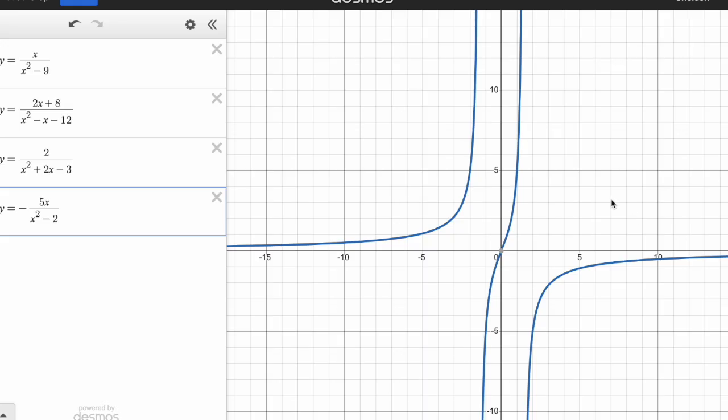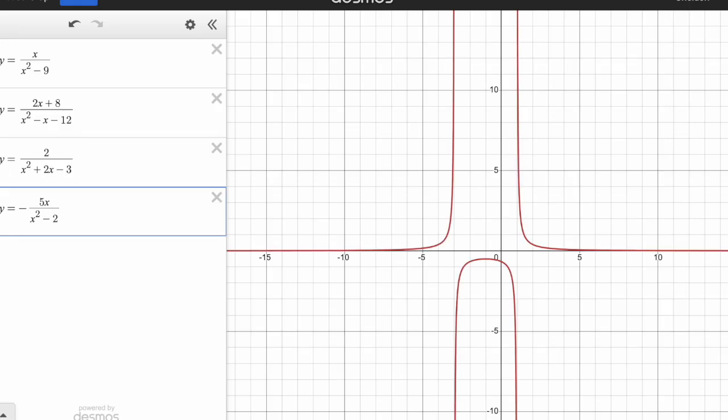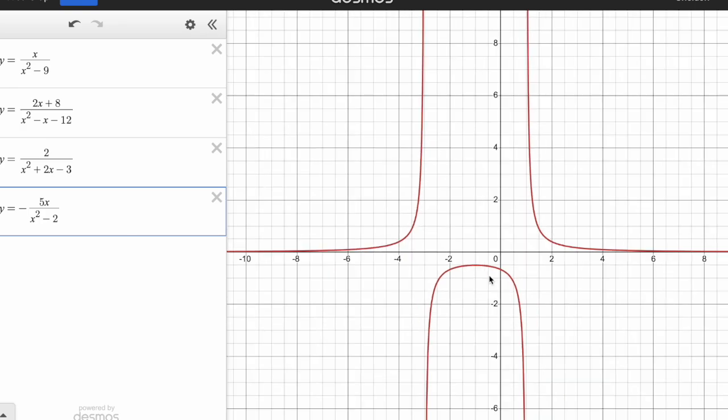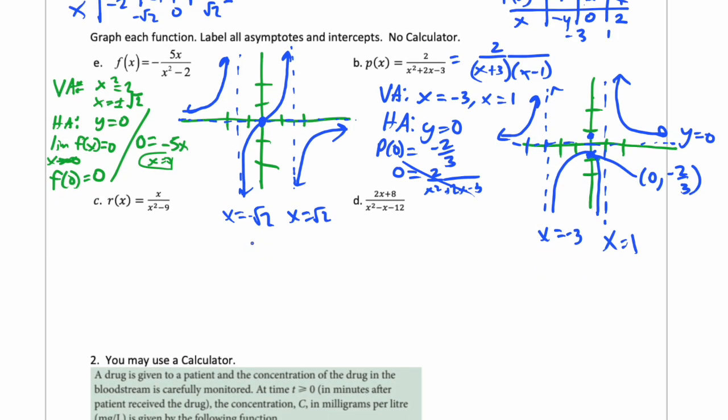Okay, let's take a look at Desmos. That was 2 on the numerator, so it's this one here. So this is what the graph looks like. Notice this is not a parabola down here. It's just a curved shape, and it's got asymptotes. Okay, let's look at a couple more.